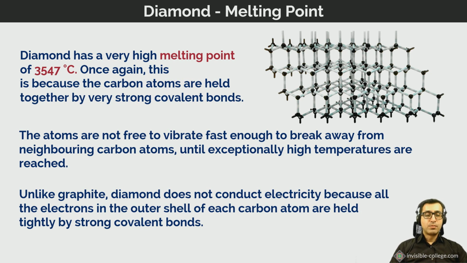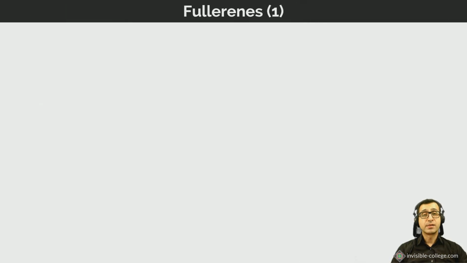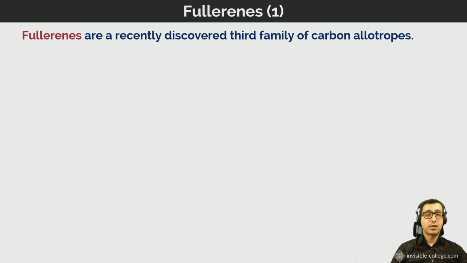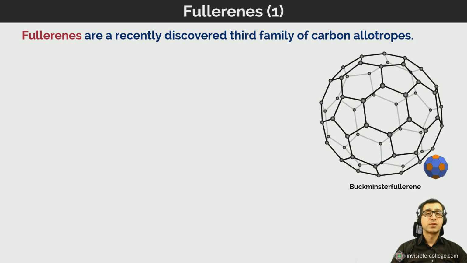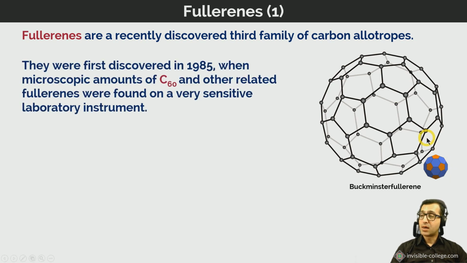So one of the slightly more recent innovations with carbon allotropes are the fullerenes. Now these were named after R. Buckminster Fuller, who was an extremely important engineer and scientist. So fullerenes are a family of carbon allotropes. They were discovered in 1985, where microscopic amounts of carbon-60, in other words, a molecule of carbon made up of 60 carbon atoms, which are arranged in this manner, and other related structures were discovered on a very sensitive laboratory instrument. So this is a diagram of Buckminster fullerene, named after R. Buckminster Fuller.